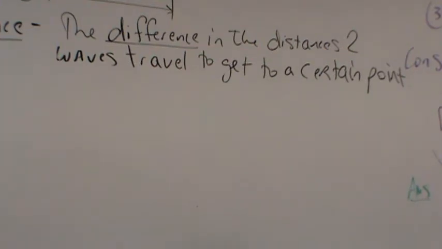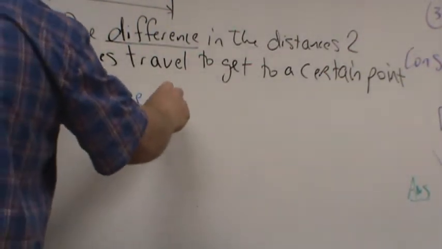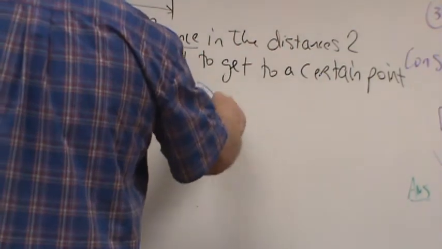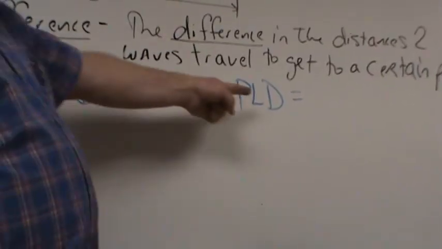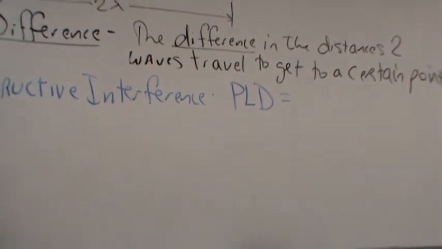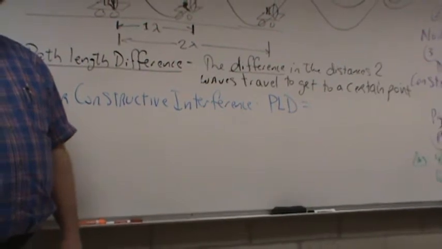So, for constructive interference, you tell me the path length difference, and by the way, I'm going to abbreviate path length difference as PLD, but I'll keep saying the words path length difference. I don't want to write path length difference every time. What must the path length difference between 2 waves be in order for them to interfere with each other constructively? What should I write?